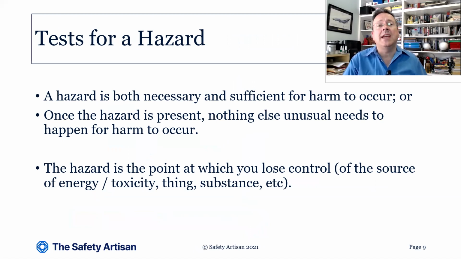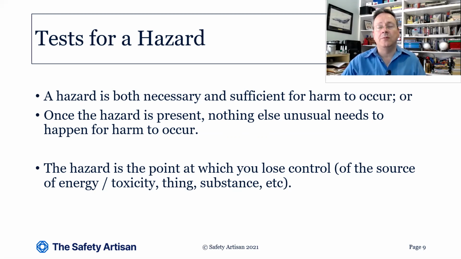2 of them are really, the first 2 are saying the same thing in slightly different ways. So we can think of a hazard as being both necessary and sufficient for harm to occur. So we need the hazard to be present before harm can occur, but the hazard is enough for harm to occur. Another way of saying that is that once the hazard is present, nothing else unusual needs to happen for harm to occur. So once the hazard is there, nothing else needs to go wrong for somebody to get hurt, let's say. Okay, it could just be normal events that lead to the mishap once the hazard is present.